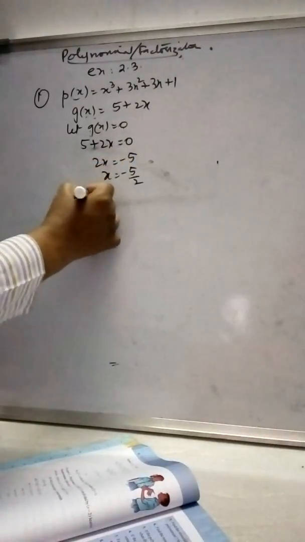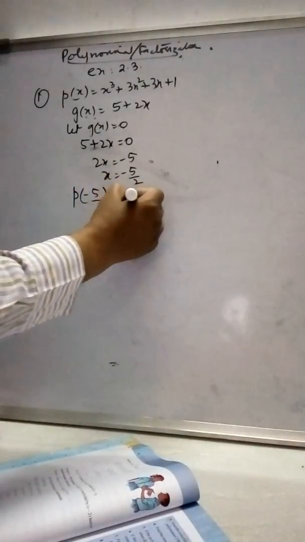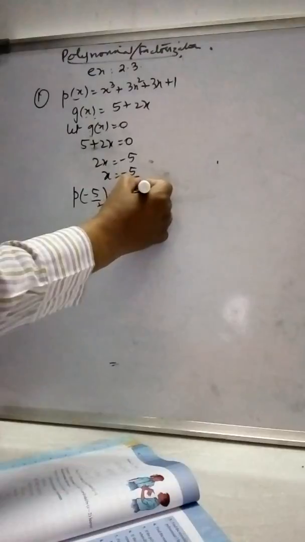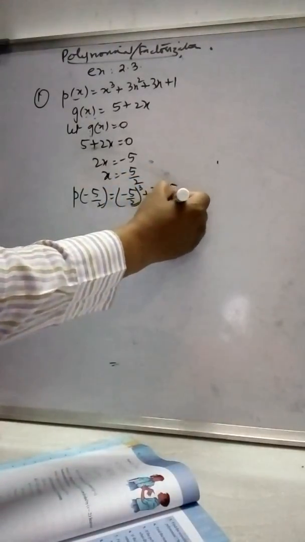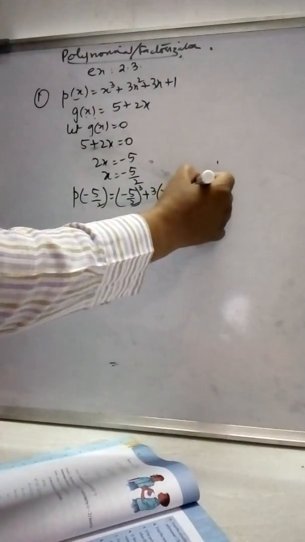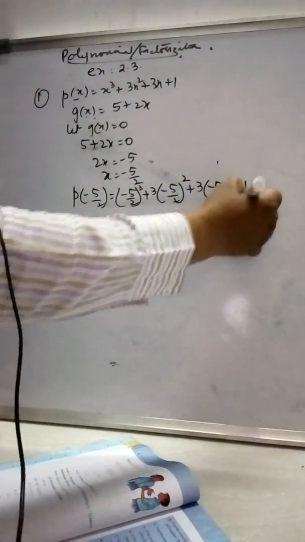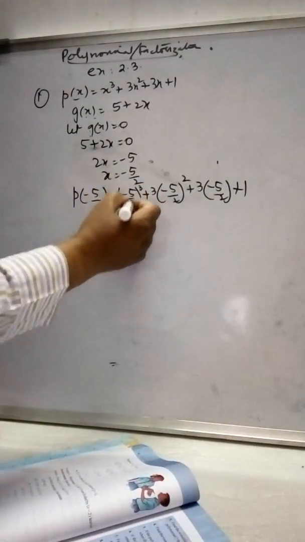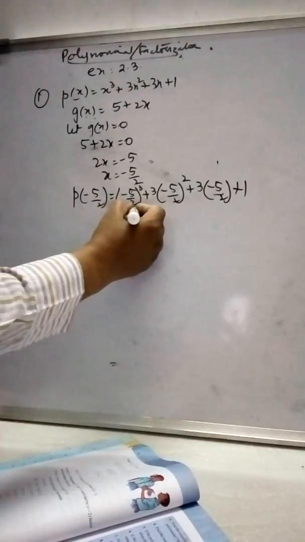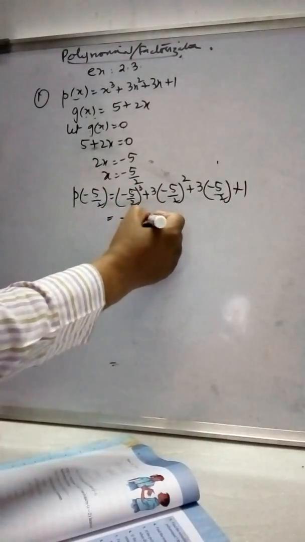So p of minus 5 by 2 will be equal to minus 5 by 2 whole to the power of 3, plus 3 into minus 5 by 2 whole to the power of 2, plus 3 into minus 5 by 2 plus 1. So this power is odd, minus remains as it is. 5 to the power of 3 will be 125, by 2 to the power of 3, which will be 8.